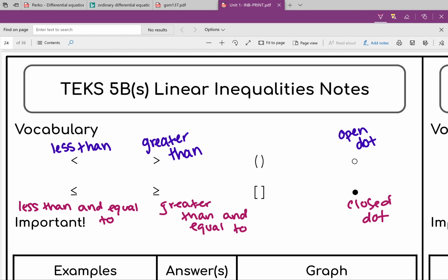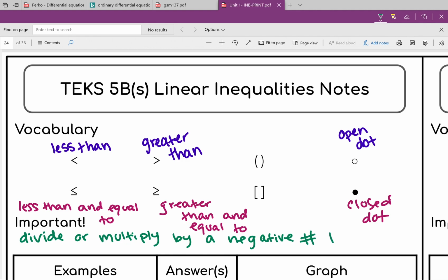So important. When we are dealing with inequalities, we have a special rule. So when we divide or multiply by a negative number, the sign flips. So when we multiply or divide by a negative number, the sign flips. So let's look at some examples.